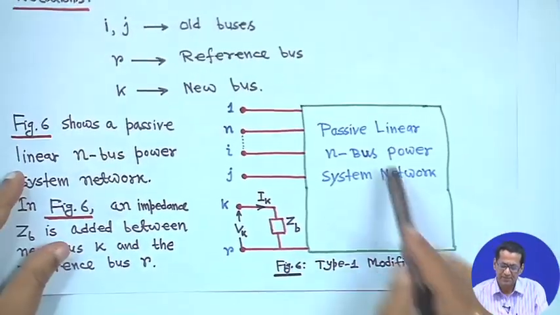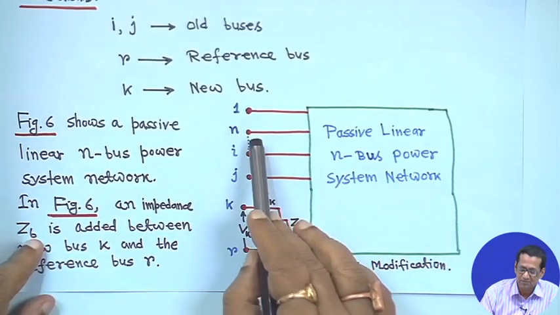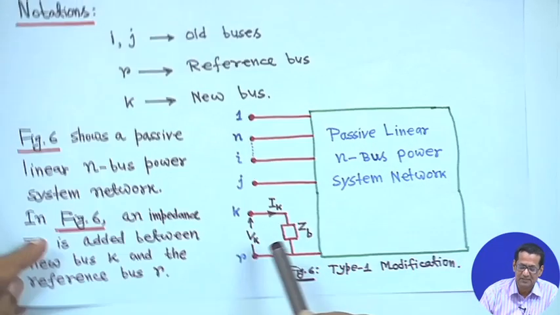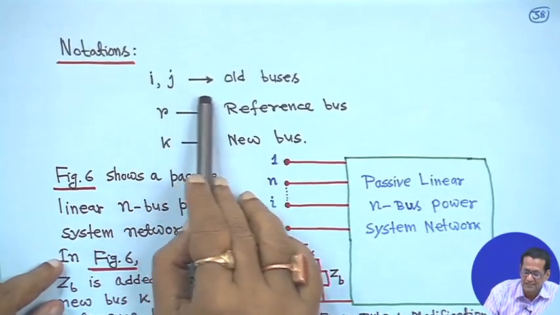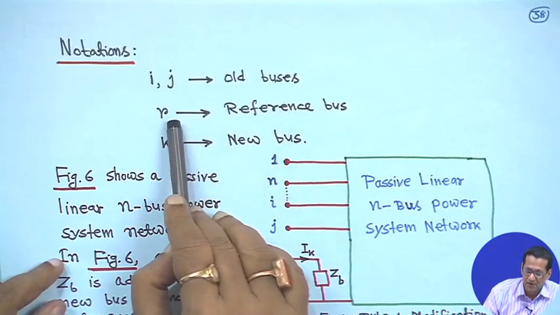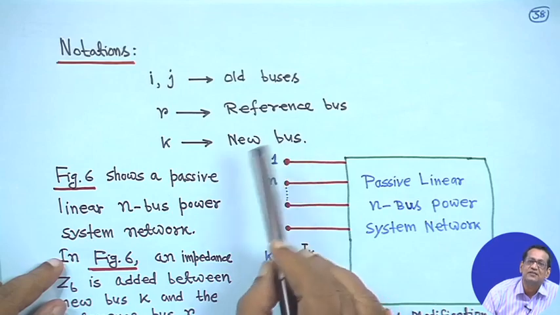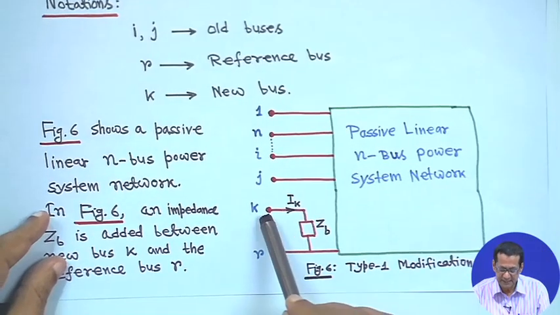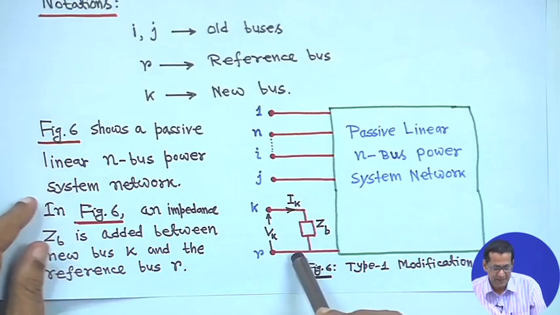So, you take a passive linear n bus power system network, right. You have bus 1, bus n, bus i, bus j, and bus k is a new bus and r is the reference bus. We have to understand this notation: buses i and j are old buses, bus r is the reference bus, and bus k is a new bus. That means a new bus is added to the network and connected to the reference bus.